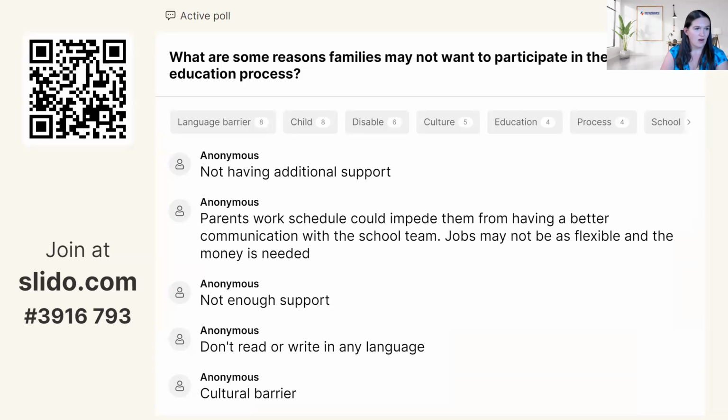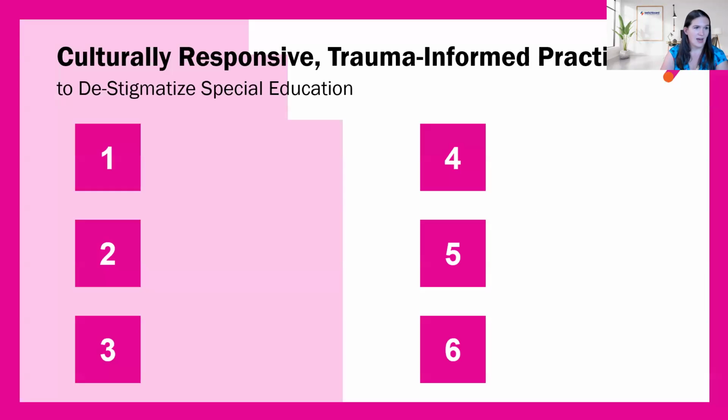All right, let's move on to the next slide. These are all really great responses. So in addition to the strategies we covered earlier, there are several other ways that you can help families become more familiar with the special education process and overcome any stigmas that they have about special education.